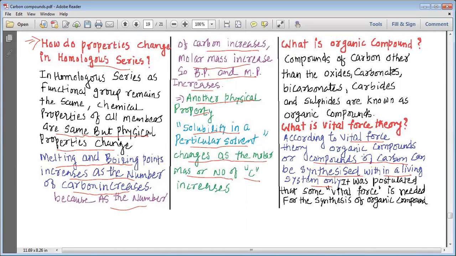According to the vital force theory, organic compounds or compounds of carbon can be synthesized within a living system only. It was postulated that some vital force is needed for the synthesis of organic compounds. So, my dear students, this way we can understand the vital force theory.